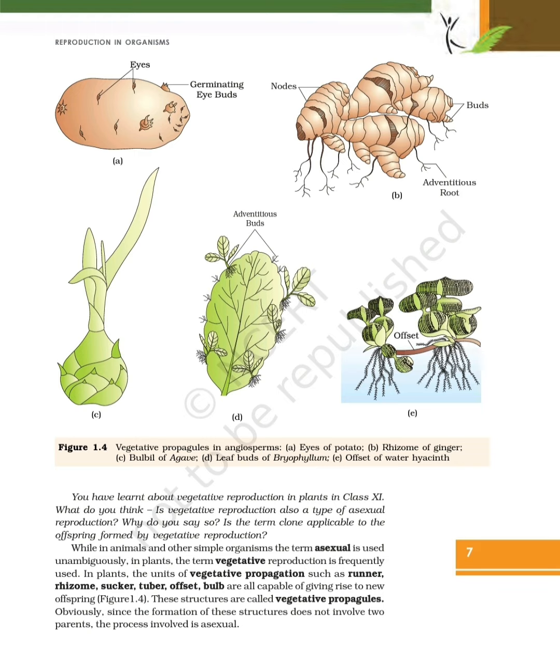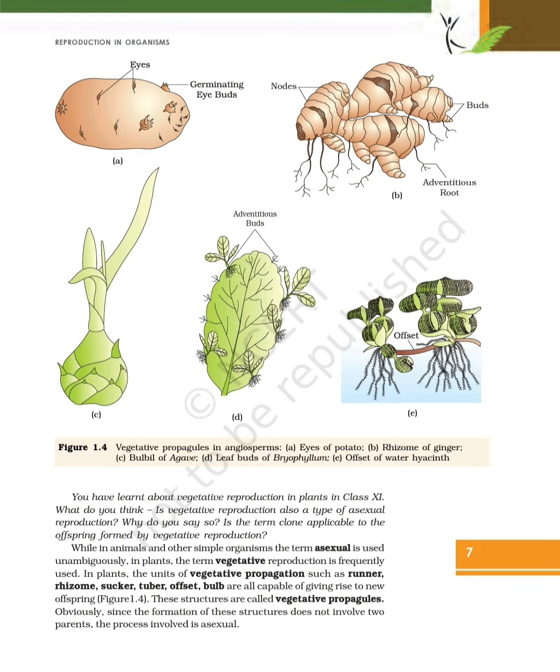In plants, the units of vegetative propagation such as runner, rhizome, sucker, tuber, offset, and bulb are all capable of giving rise to new offspring. These structures are called vegetative propagules.